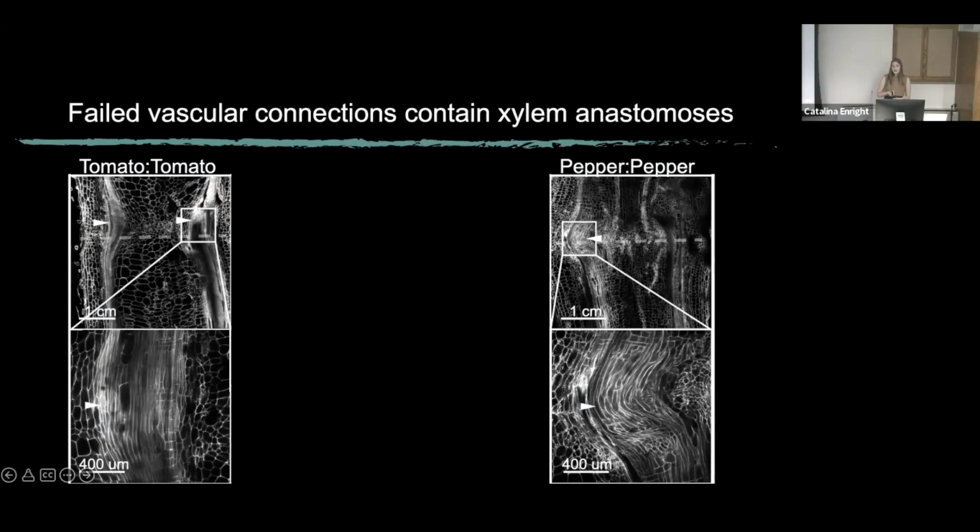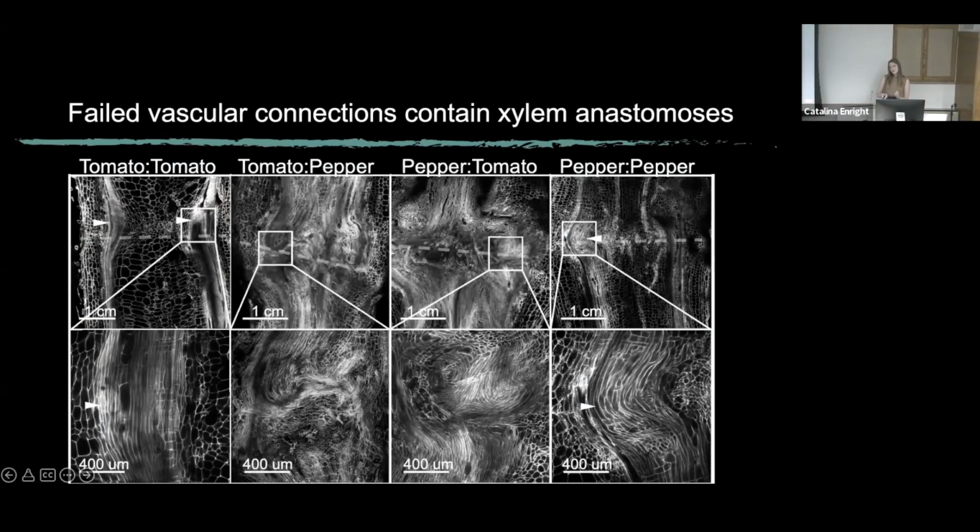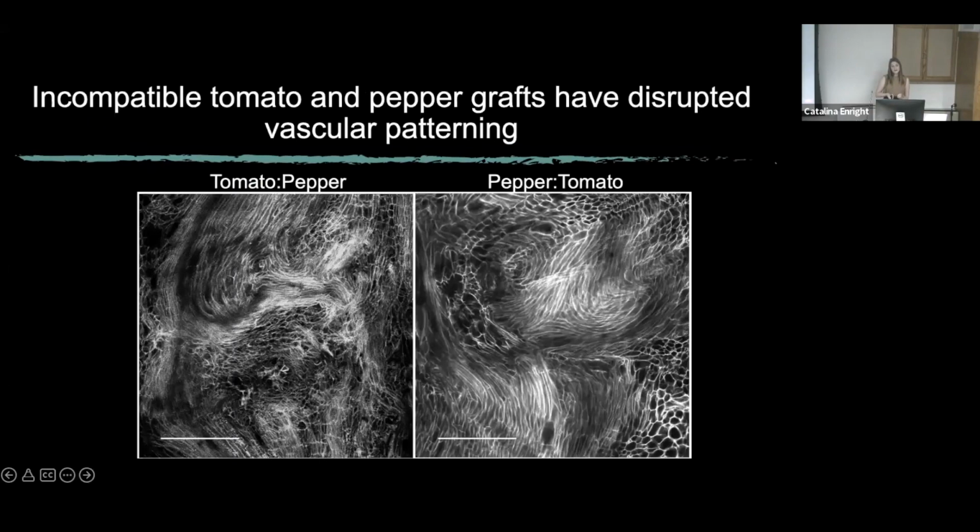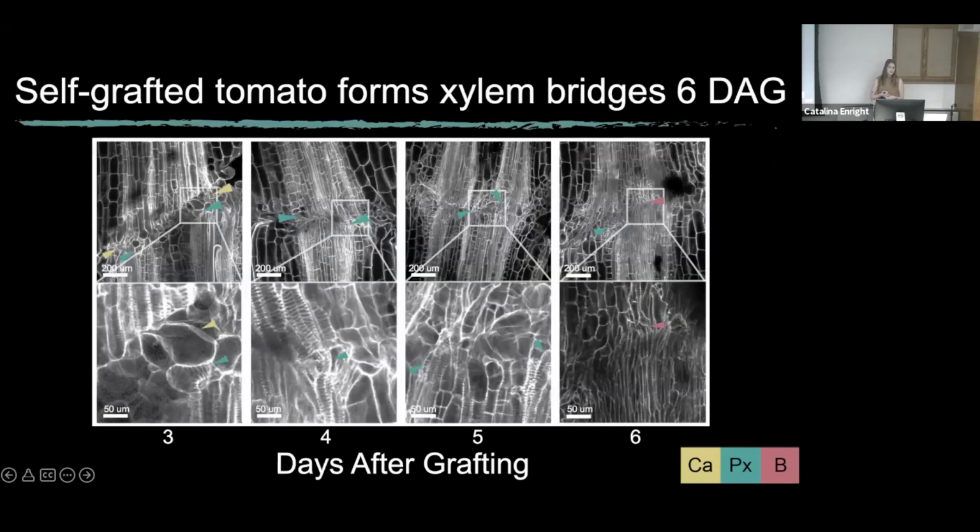And I've showed you that self-grafted plants heal the vascular tissue, while these heterografted plants don't. These heterografted plants have a very uncoordinated, kind of discombobulated xylem formation that implies some sort of vascular signaling breakdown. So we wanted to see when this happens. To do this, we looked at grafted plants 3, 4, 5, and 6 days after grafting.